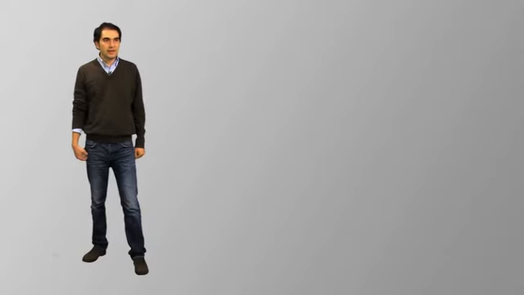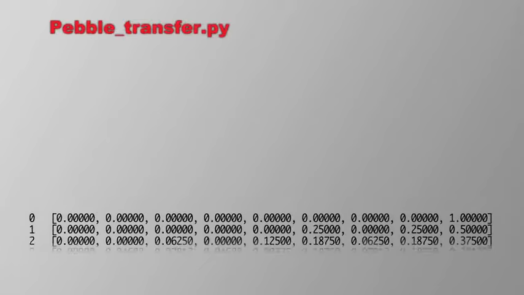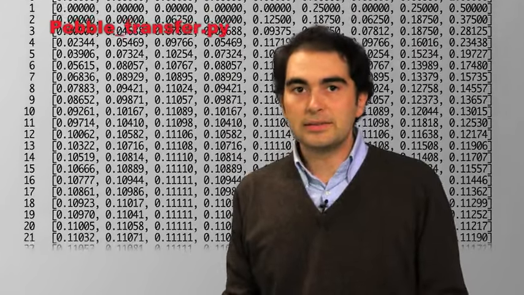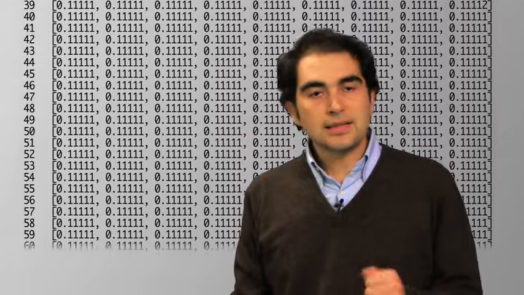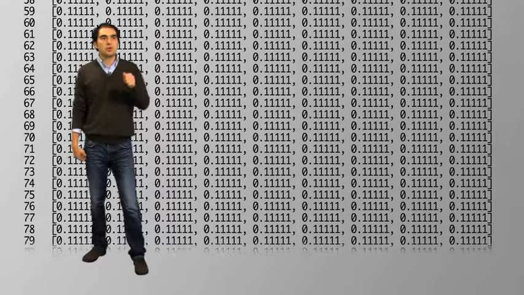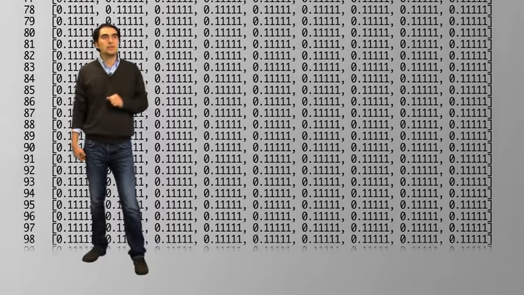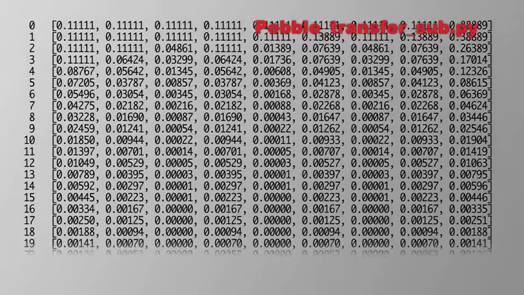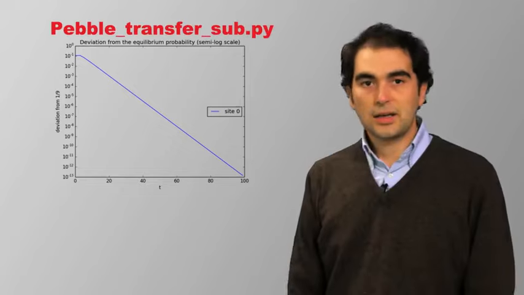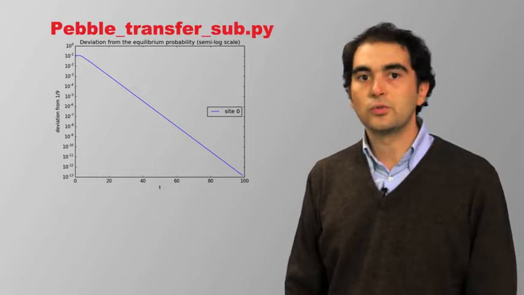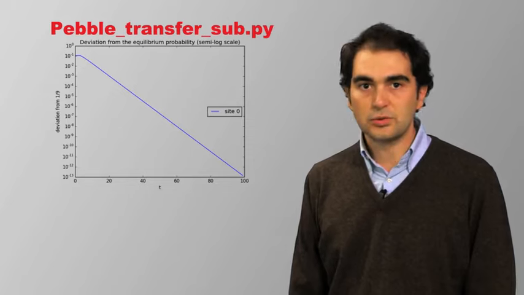To do so, we consider again the output of transfer.py. Here we find the probability to reach any site starting from the upper right corner. Let us now subtract the equilibrium value, 0.1111, and take the absolute value. This is done in pebble transfer sub.py, and this is the output. Let us now plot the output for the side 0 in the semilog scale. The straight line indicates an exponential convergence to equilibrium, as announced at the beginning of the tutorial.